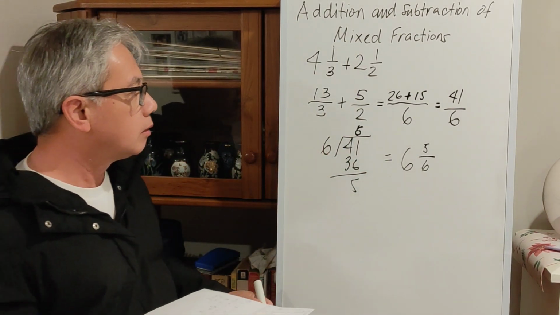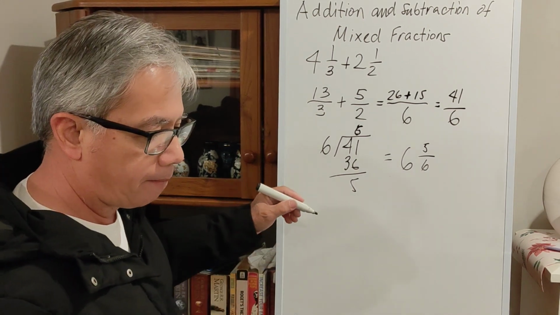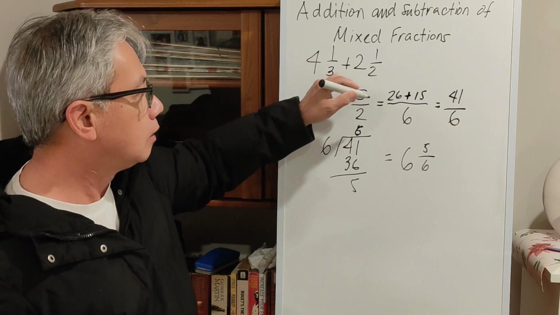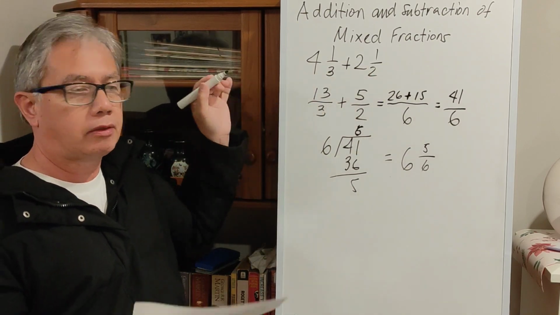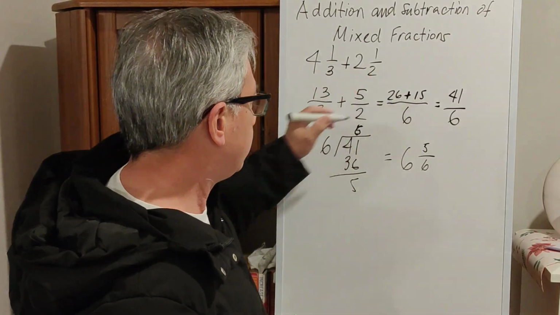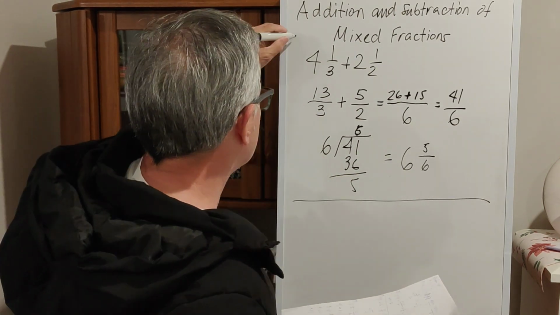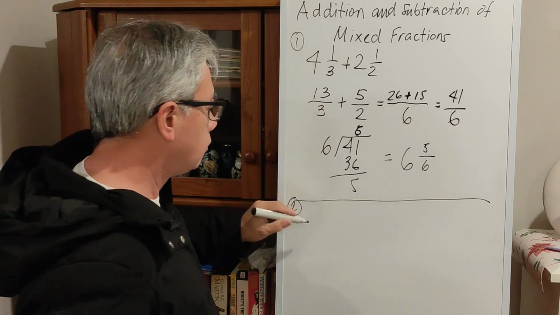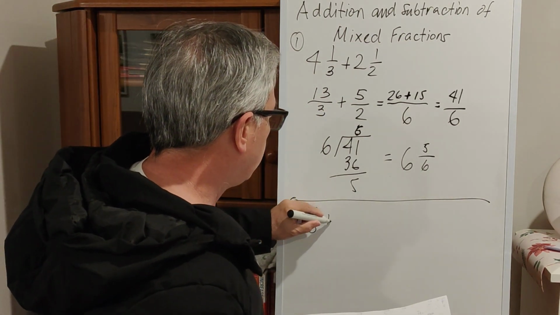The second method is we add the fraction, and then we add the whole number and combine. So if we add the fraction, this is the second method, this is the first method, this is the second method. We add the fraction 1/3 plus 1/2.